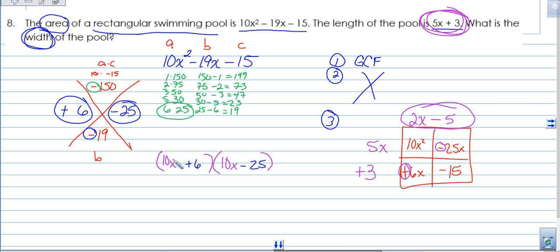Okay, and now we're going to take out GCF. Well, 10 and 6 have a 2 in common, and 10 and 25 have a 5 in common. Then 10 divided by 2 is 5x, and plus 3. Well, that's the same thing we had here, so that's not our answer. And then 10 divided by 5 is 2x, and negative 25 divided by 5 is negative 5. And so this is our answer.